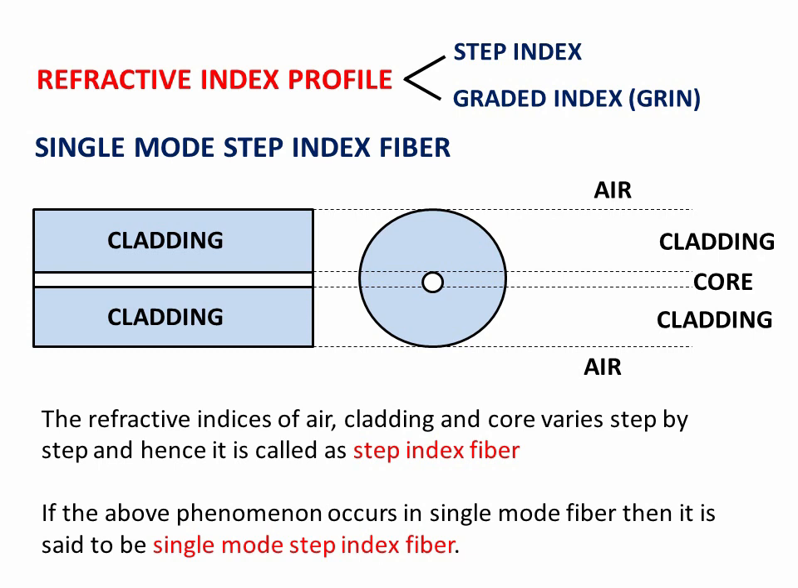The refractive indices of air, cladding, core varies step by step. It is called as step index fiber. So if the refractive indices of air, cladding and core varies step by step, and hence it is called as step index fiber. If the above phenomenon occurs in single mode fiber, then it is said to be single mode step index fiber.